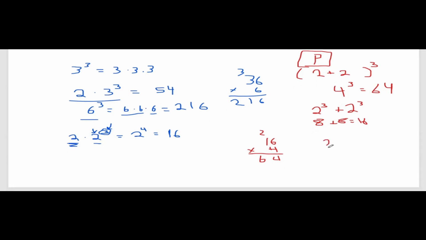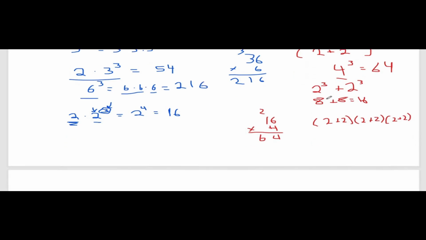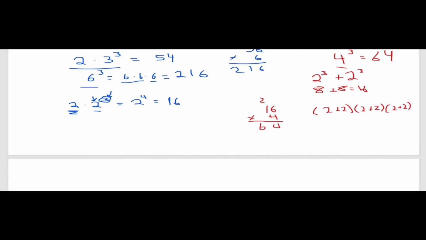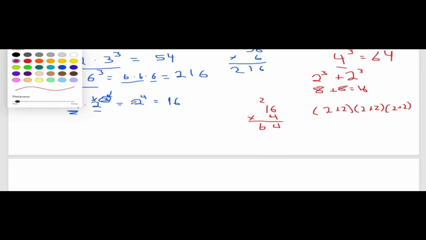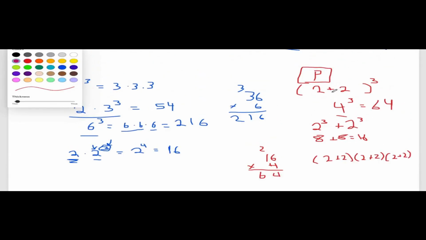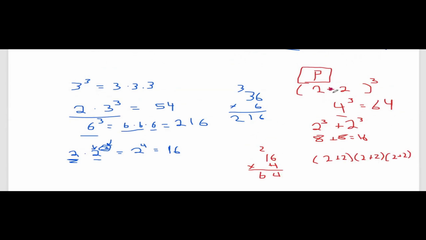I can do 2 plus 2 times 2 plus 2 times 2 plus 2, right? But if you notice those are just all 4s, that's just 4 to the third. So you can't pop that in there. However, it changes ever so slightly, and we'll change the color here. If this had instead been 2 times 2.